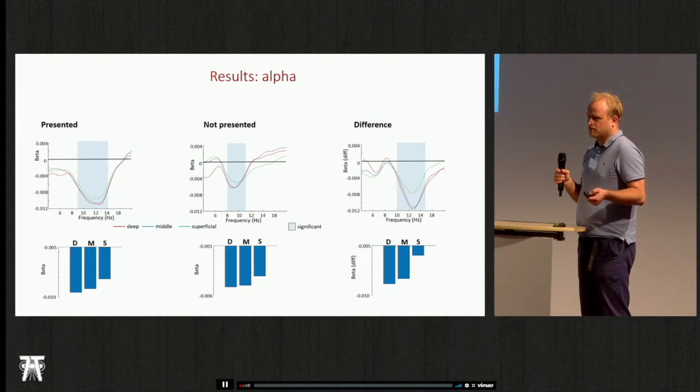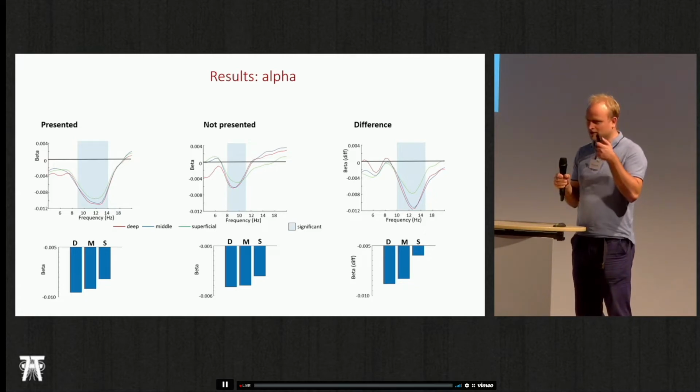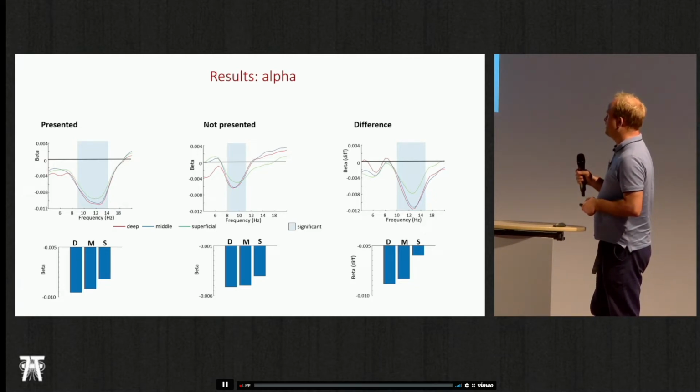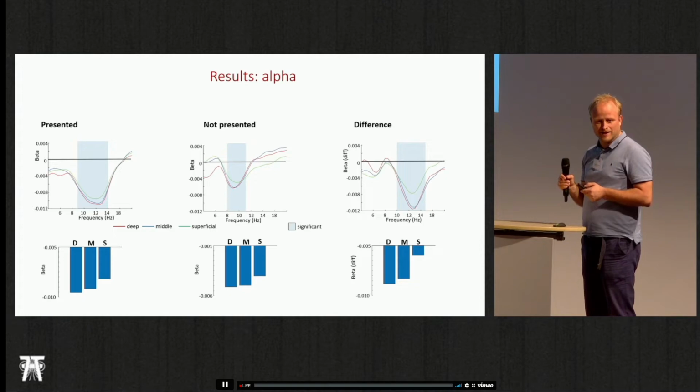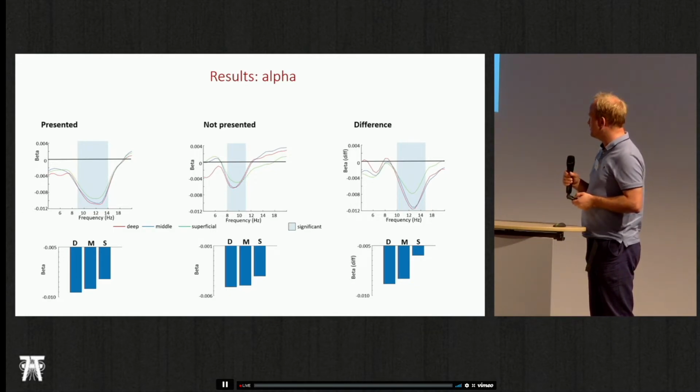This comes back to work from Klimesch already in the 90s, and it's stuff that I always try to ignore, but it somehow always bites me back whenever I do analysis, where he separated upper alpha and lower alpha bands and related them to different cognitive functions.